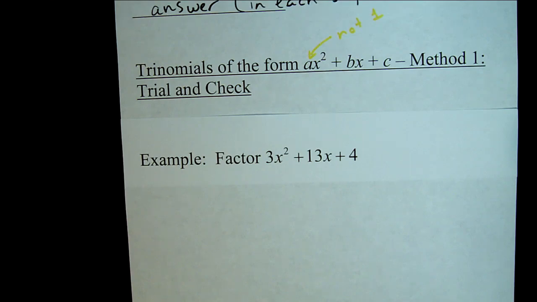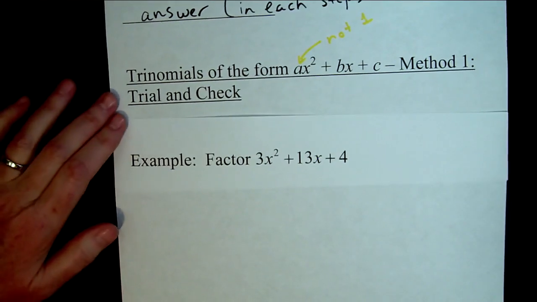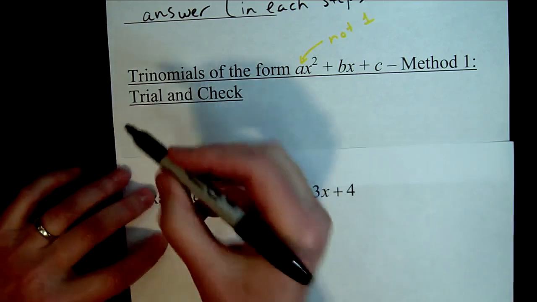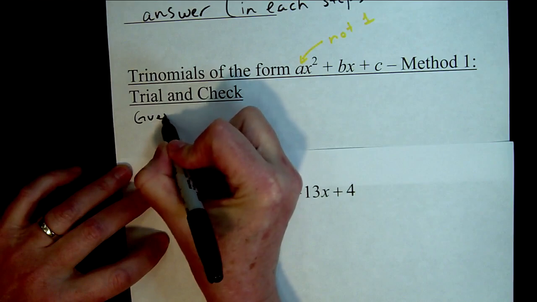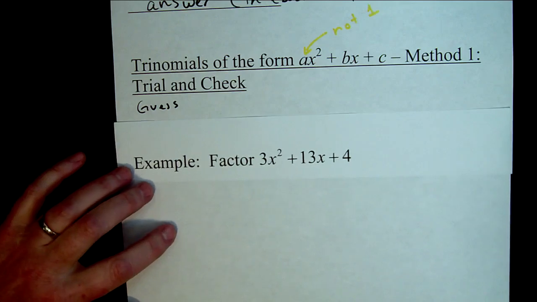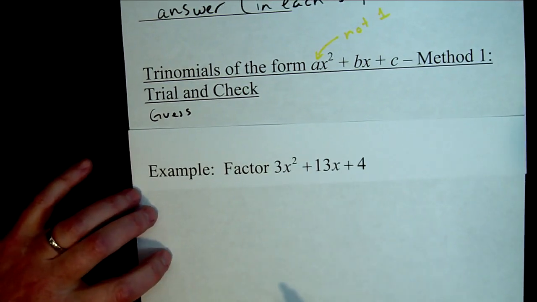Anyway, in trial and check, you once again start out making parentheses, but you're not sure what should go in them, so you have to make a guess. Basically, that's what a trial is. It means this is really a guess and check method. So you make a guess and then check. Now you're going to make an educated guess, though. You're not just going to write stuff down randomly.